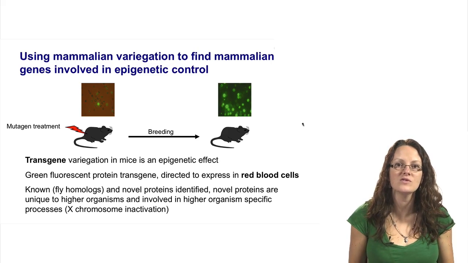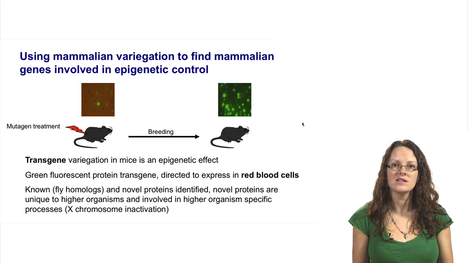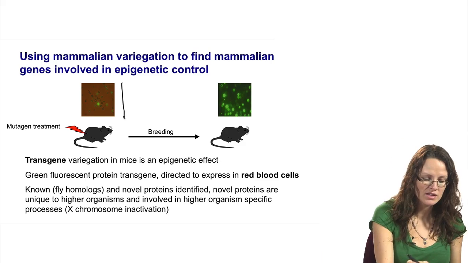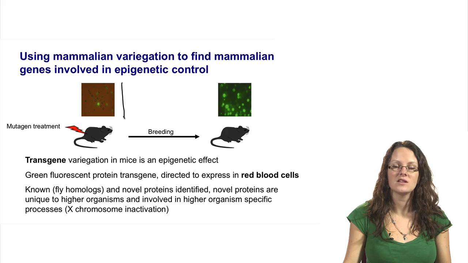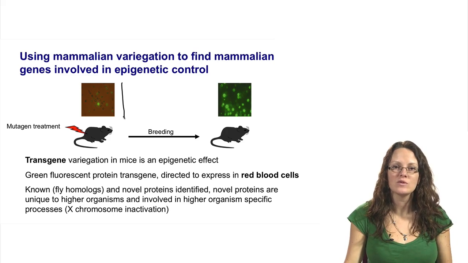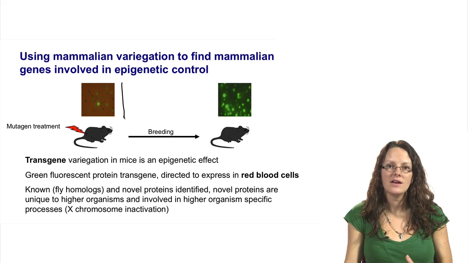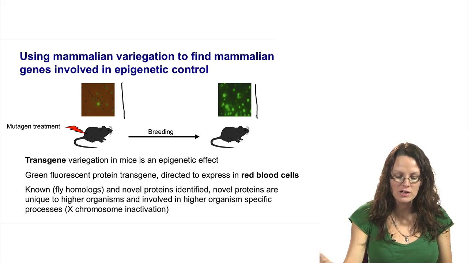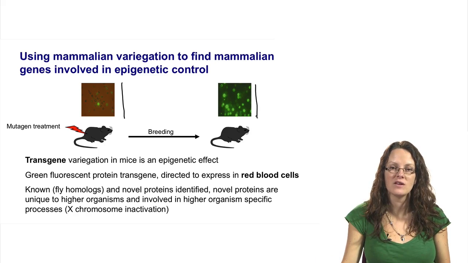In this case, these screens also used a variegated expression. In this case, it's a GFP transgene. This green fluorescent protein transgene is directed to express in red blood cells. Here is shown a smear of red blood cells, and you can see that not all of those red blood cells express the green fluorescent protein. In the same way as was performed in the fly, these animals were exposed to mutagen and then bred, and this variegated phenotype in the red blood cells, the expression of GFP, was tested in the offspring. They then looked for those that had a different expression. For example, here you can see a greatly increased proportion of red blood cells that express GFP.